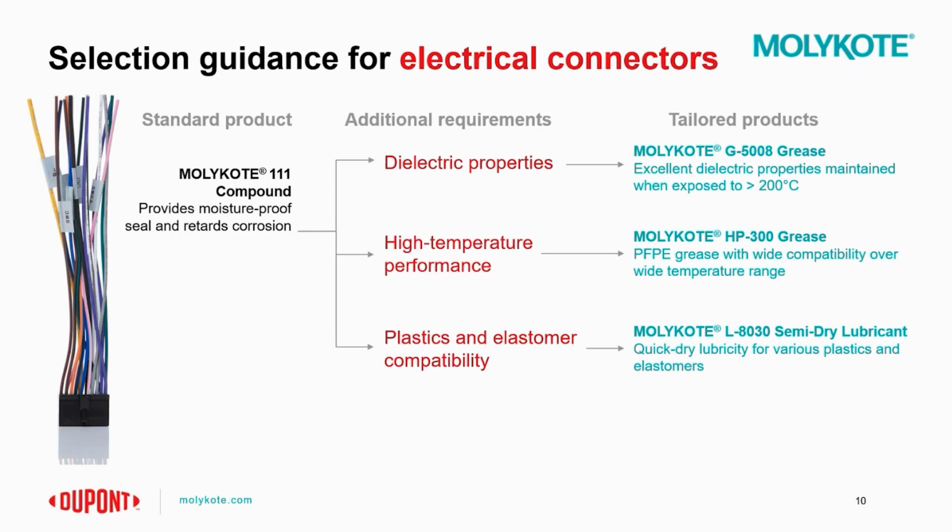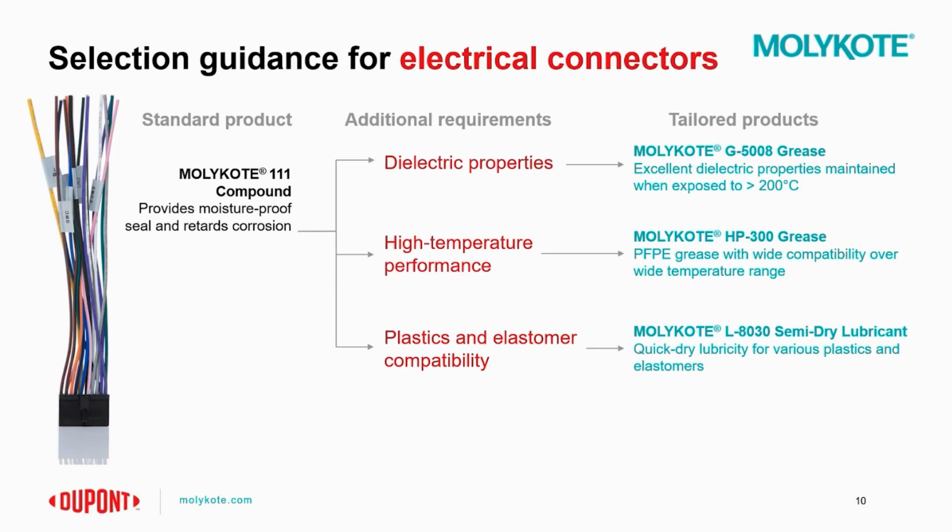So now, looking over more general material selection, we tend to look at materials in terms of a good, better, best method. A standard product for electrical connectors would be MOLYKOTE 111. It's a product that provides protection against moisture and prevents corrosion. However, if you have an application that requires specific dielectric properties, a more tailored product to look at would be MOLYKOTE G5008, which is a grease that provides excellent dielectric properties, specifically at higher temperatures.